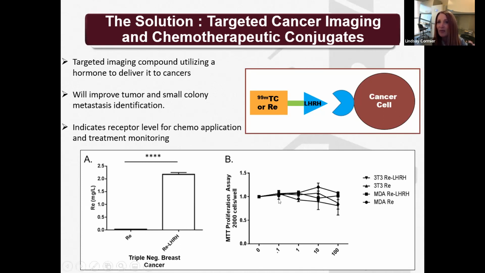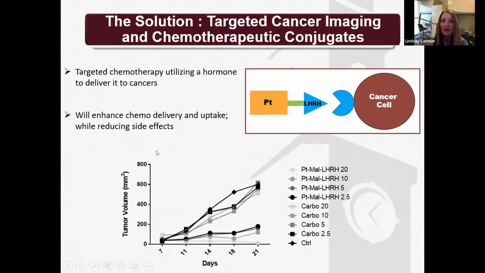And then B is an MTT assay that I think we've all used before that some of our speakers have mentioned, and we're showing that there's no toxicity associated with our LHRH, which is wonderful, meaning it's able to be cleared and it's able to be metabolized within the patient. Now, once you diagnose a patient, it also will tell us that it does express the LHRH receptor, this cancer cells. We can quickly then use a targeting chemotherapeutic.